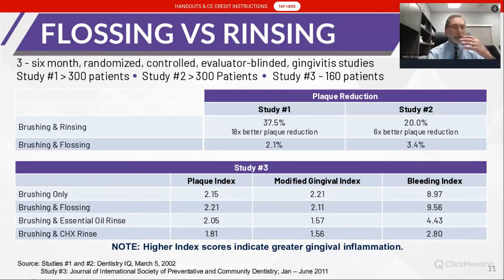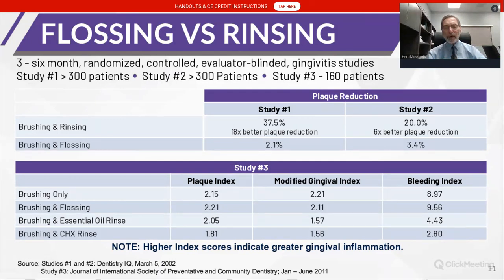classic studies that were done, each one 6 months in duration. And these were gingivitis studies. The first two of these studies had over 300 patients in each one. These were controlled, evaluators were blinded. In the first study, they compared at-home brushing and flossing for plaque reduction to at-home brushing and rinsing. The net effect was that for brushing and rinsing, there was a 37.5% plaque reduction. And for brushing and flossing, there was a 2.1% plaque reduction. In other words, the brushing and rinsing was 18 times more effective in plaque reduction than was brushing and flossing.